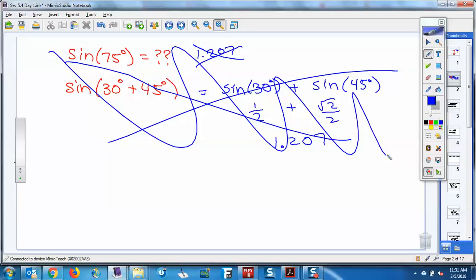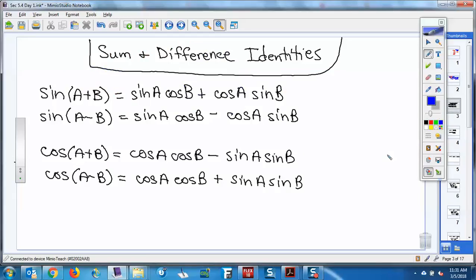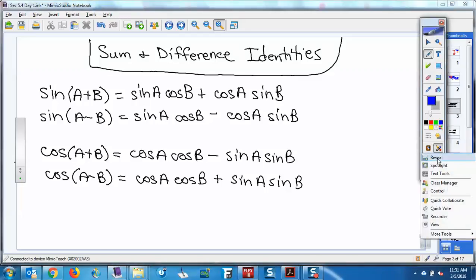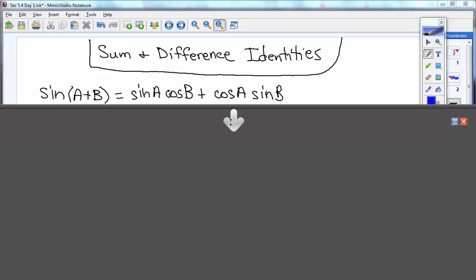You cannot distribute sine over a sum. You can't do it. So what do we do in a situation like that? Well, we use these identities right here. That's a little daunting, so let's do one at a time. You will not have to memorize these. Here's the first.